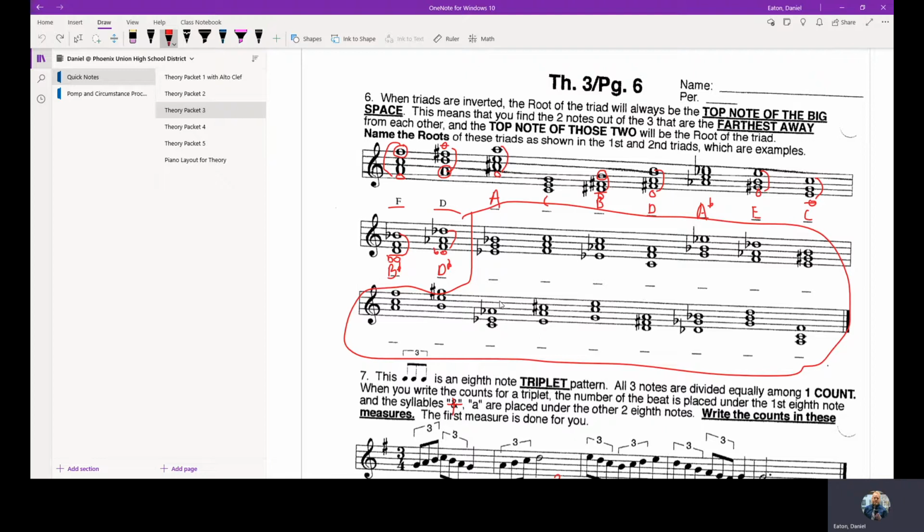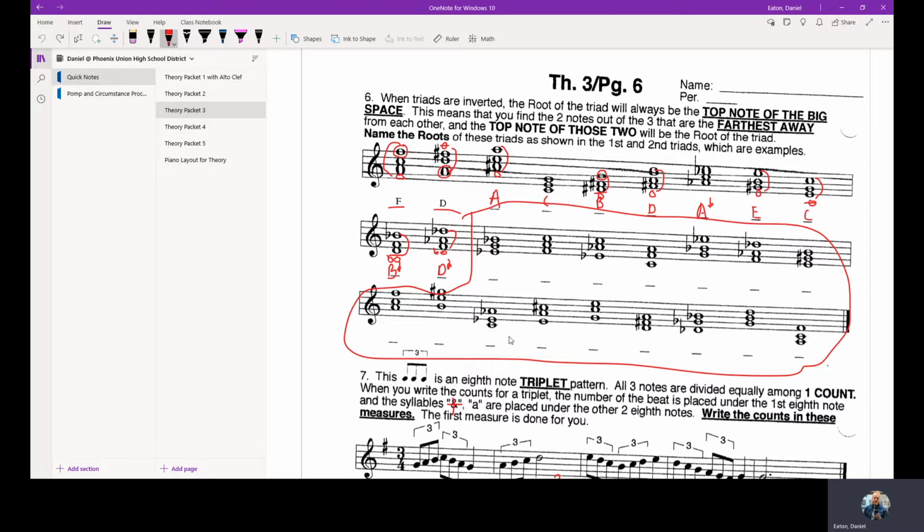Let me do another one. Let's do this one right here. Okay, my oddball is the A flat. I'm going to move it down an octave, and what do you know? I've got line, line, line now. And again, the bottom note of that triad, line, line, line, is going to be A flat. So A flat is actually the root of the triad there.